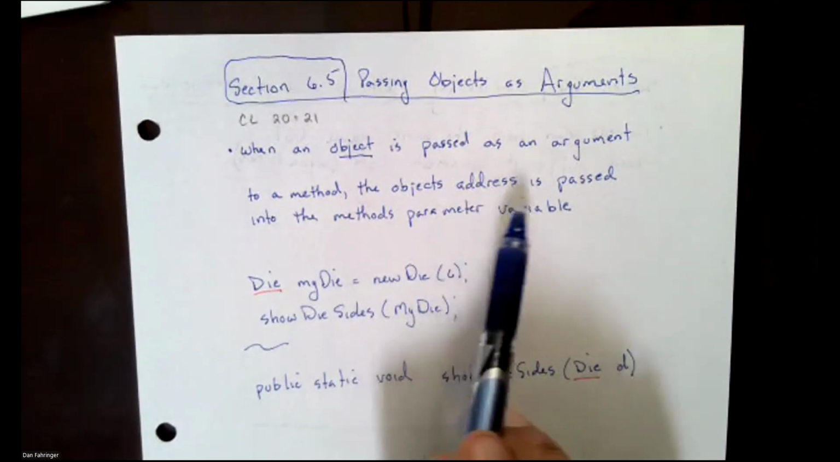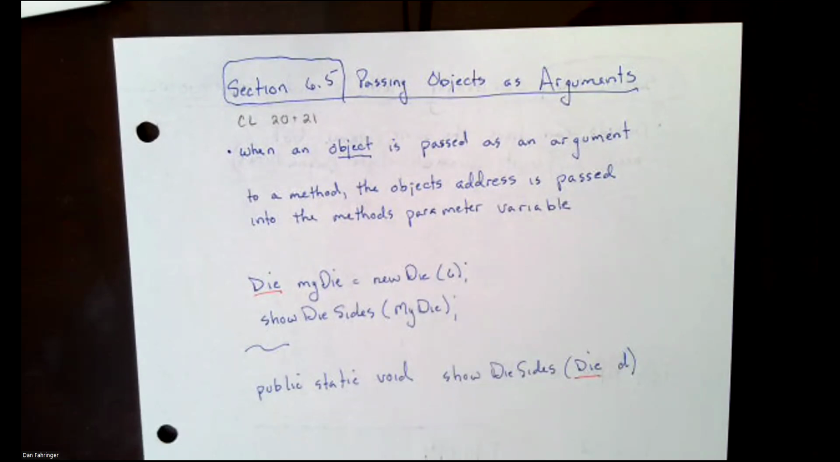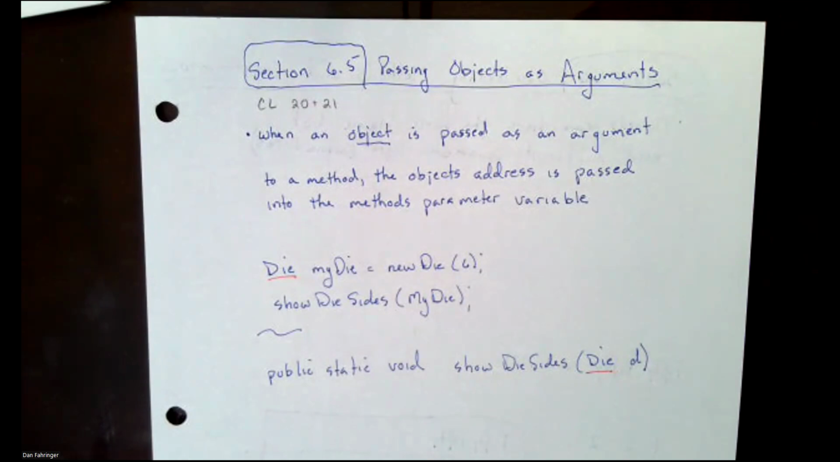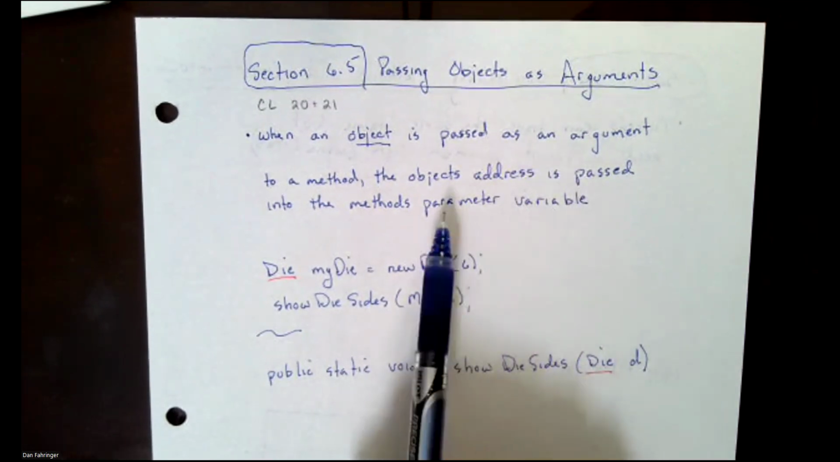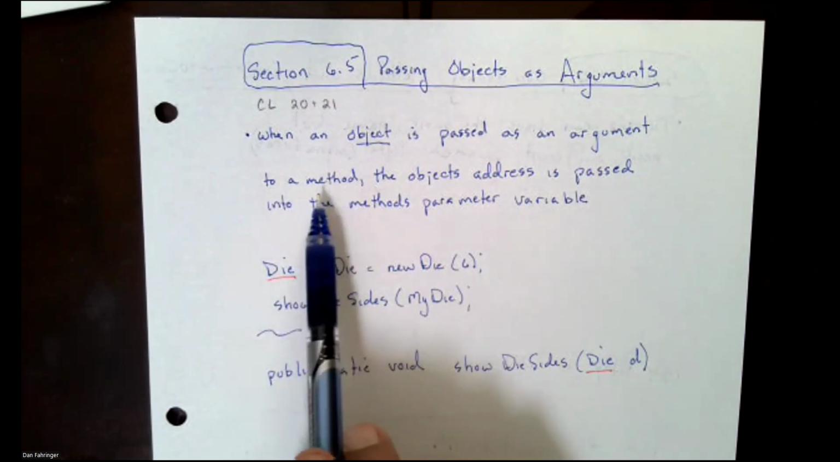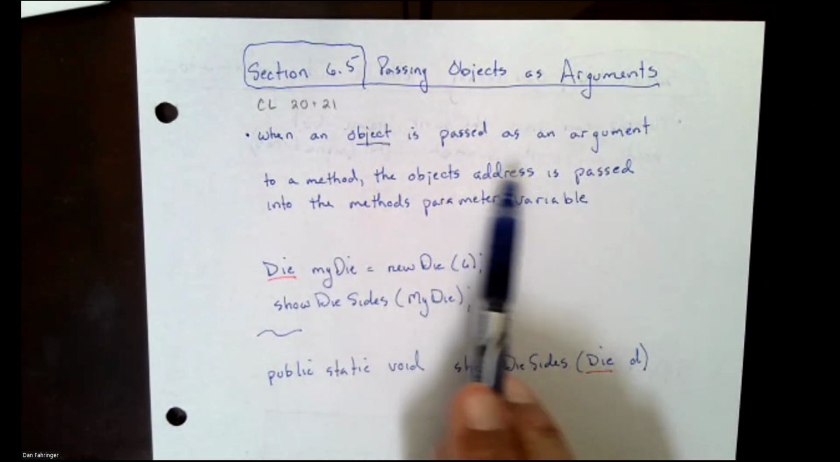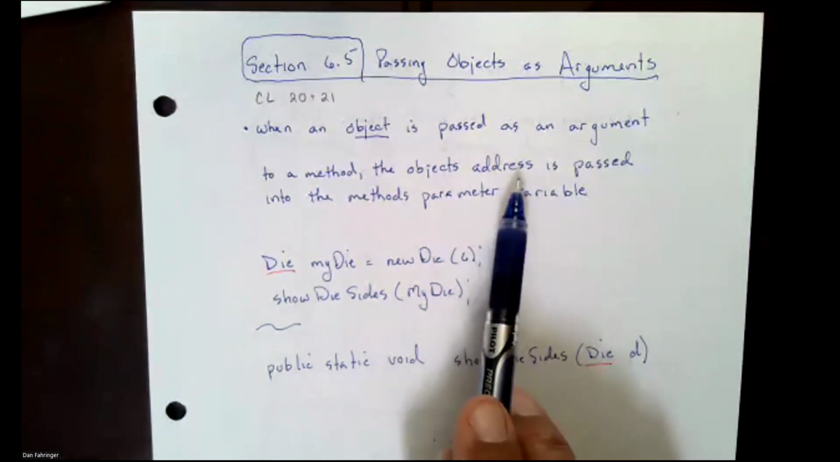All right. When an object is passed as an argument, the address is actually what's being passed, which is nice because then I can make changes if I want to. We're going to get more and more into that. Star Trek. Yeah. This guy right here passes the address. Don't worry about it so much right now.